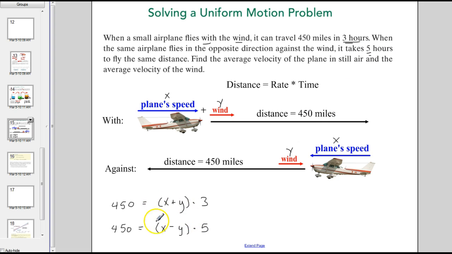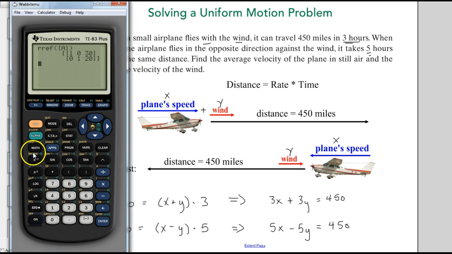Okay, so this is the system. This is a setup, but to make it something that I can put into my calculator, I'm just going to distribute the 3 and the 5 through. And then I'm going to flip the order around to put the x's and the y's first. So if I distributed through, I'd have a 3x, a 3y, and a 450. Okay, I'm just distributing on the one side of the equation. And then a 5x minus 5y equals 450. All right, and now I'm ready to go to the calculator.